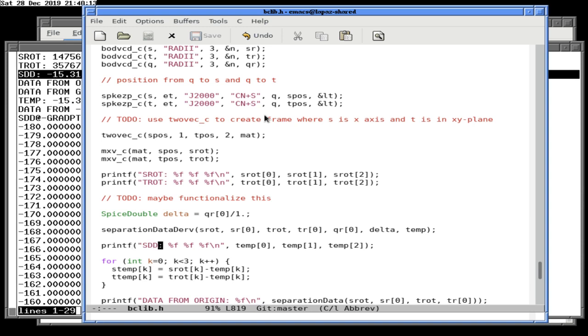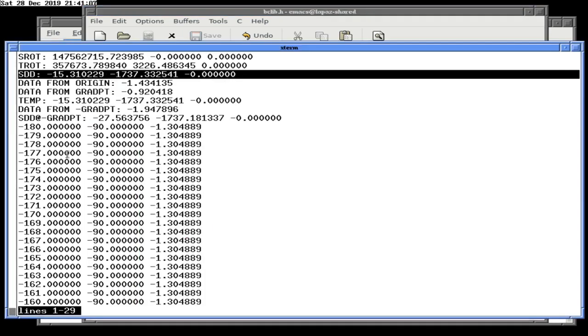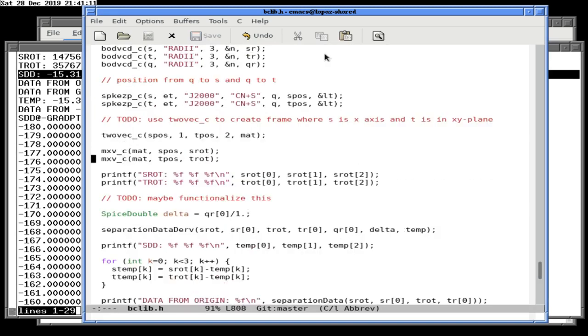Okay, so this is the separation derivative. This is just the separation derivative. I don't know why we have the data from origin, data from grad point, that's fine too. That's strange. I have no idea why we're printing temp here. I don't think it's useful to us. Oh, it's because this gives us, after we've done the, this just to be the negative of what we have here. Okay, I'm getting confused. Okay, so the separation data derivative is this.